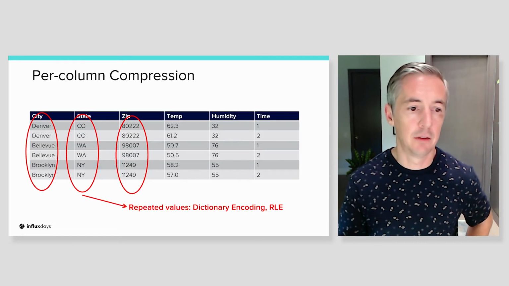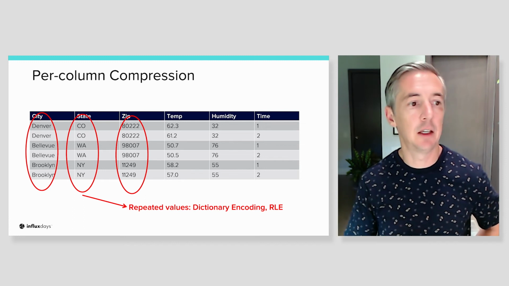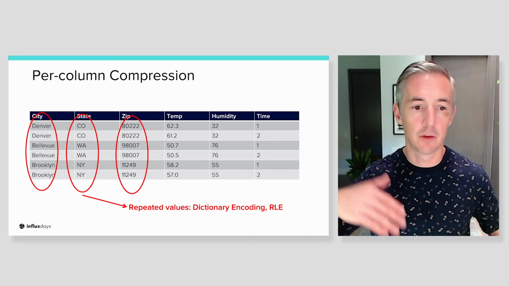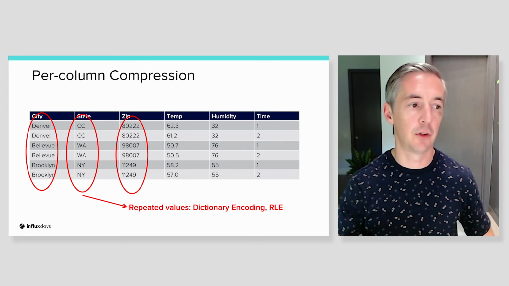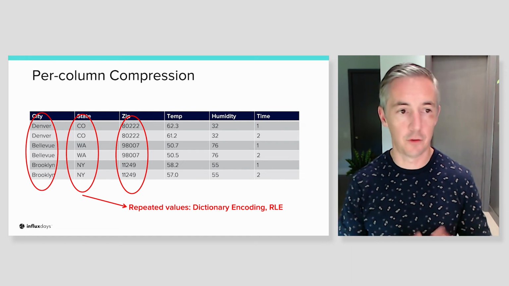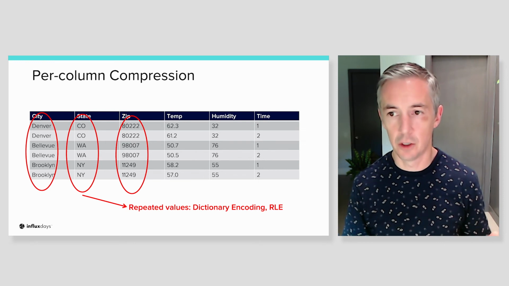If you look at dictionary encoding and run length encoding, for example, in city or state, depending on how you sort this data, you can get a lot of repeated values. So the dictionary will make sure that you're not storing just a bunch of strings, and the run length encoding will make sure that if you have a lot of repeated values, you can get efficient storage.